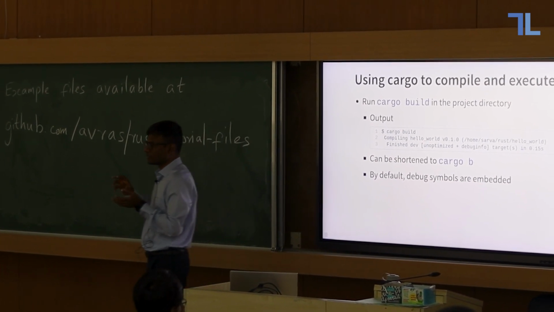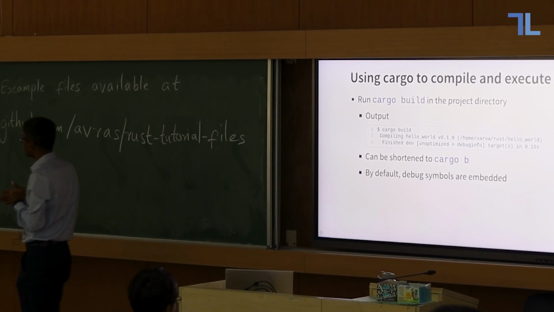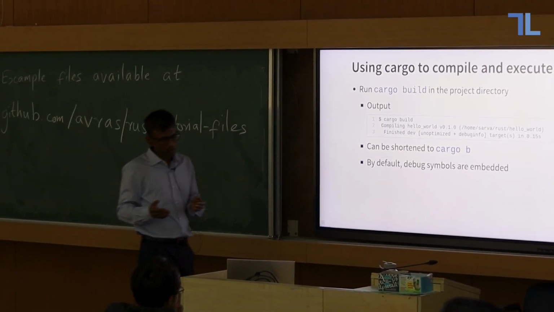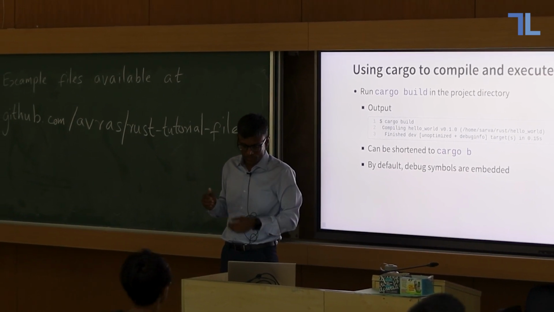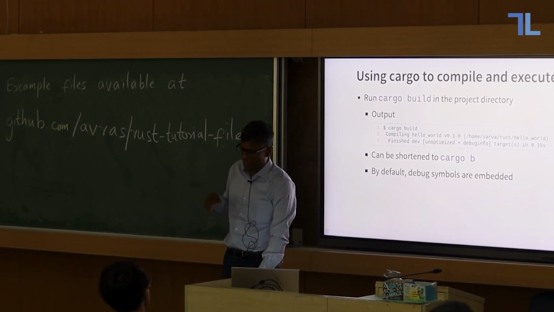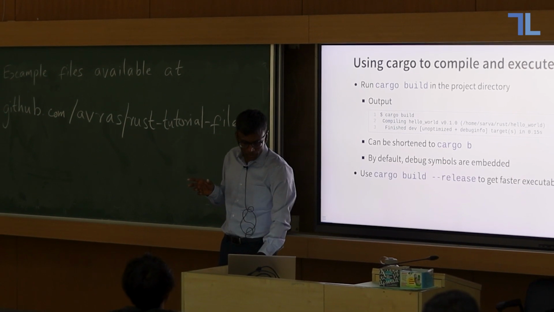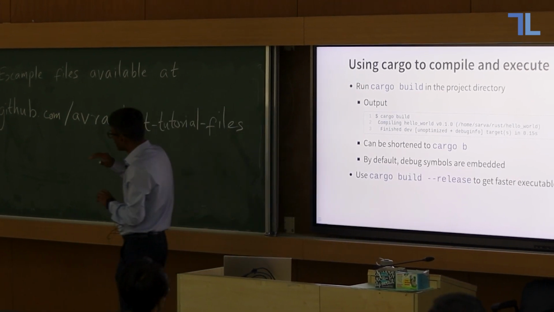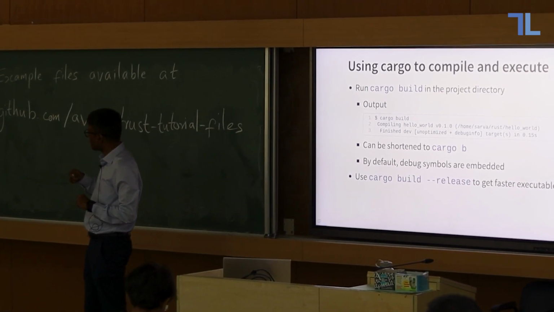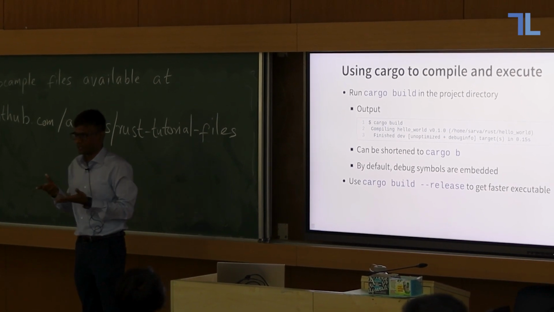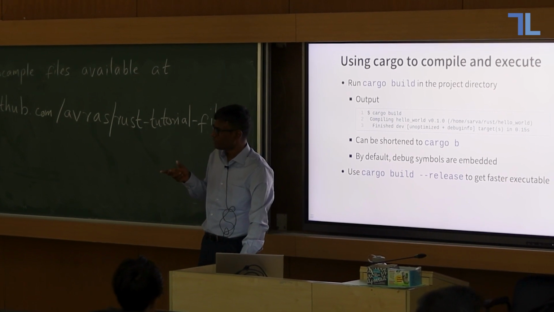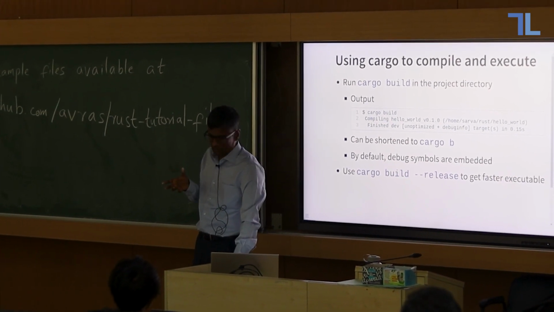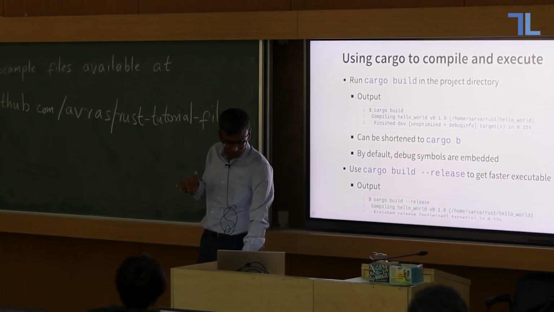Typically, the debug symbols will slow down the program. So by default, Cargo or Rust assumes that you are debugging your program, so it will insert debug symbols. If you want a faster binary without the debug symbols, you should run cargo build with --release. That will give you a faster executable, but you can't debug that executable because it doesn't have debug symbols. You can debug using printf statements, but you can't run the program under a debugger.